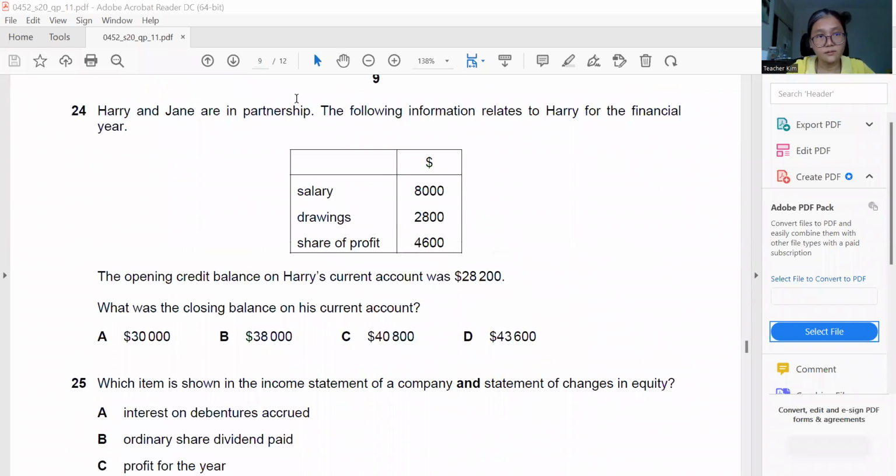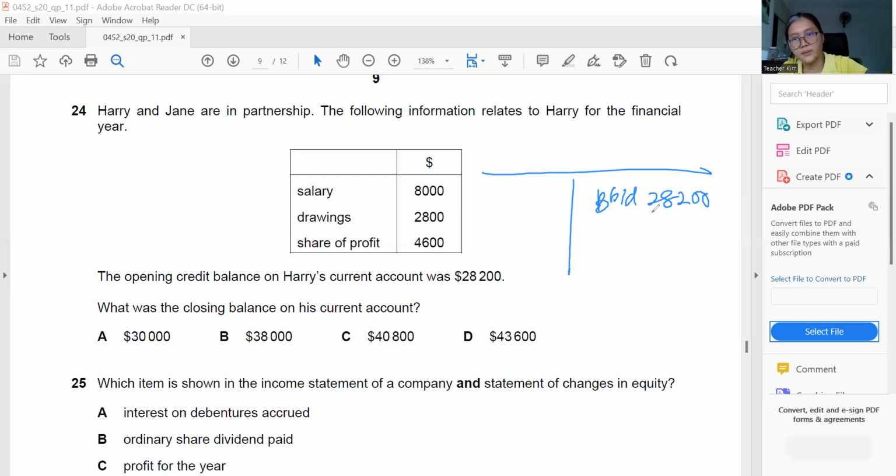Okay, question 24. Harry and Jen are in partnership. The following information relates to Harry for the financial year: salary, drawings, share of profit. The opening credit balance on Harry's current account was 28,200. What was the closing balance on his current account? So here, the opening credit balance on Harry's current account, we have the balance brought down, credit balance 28,200.